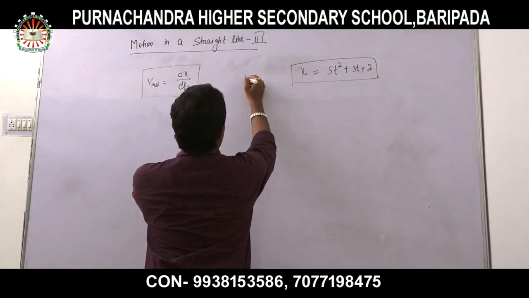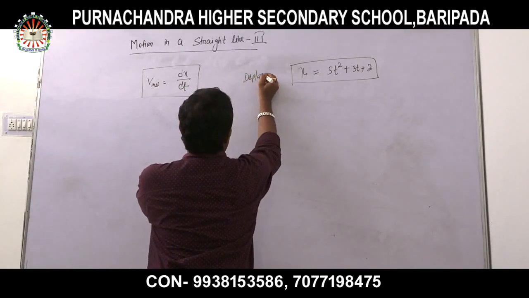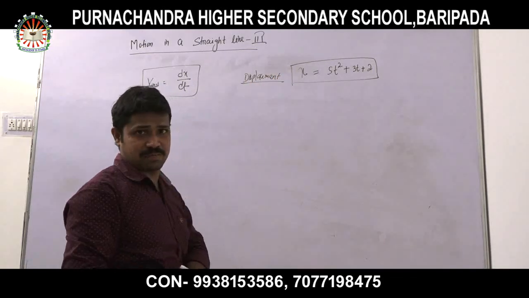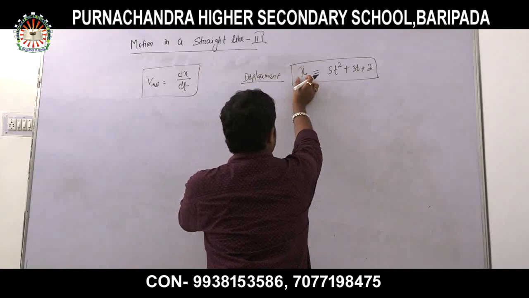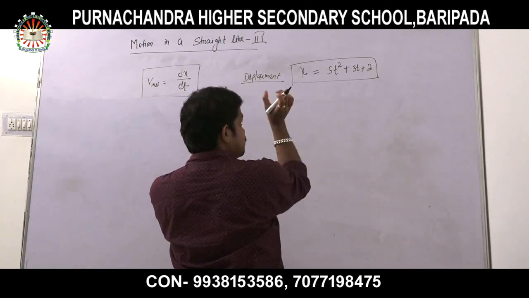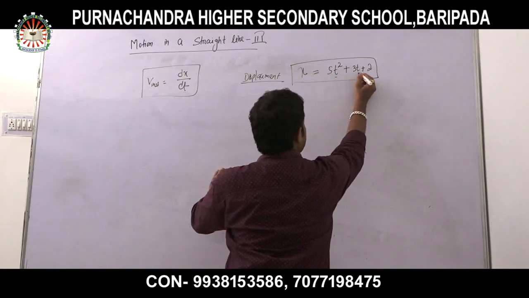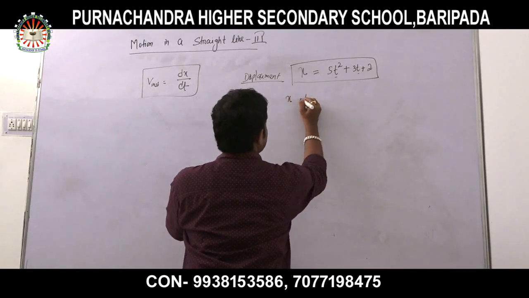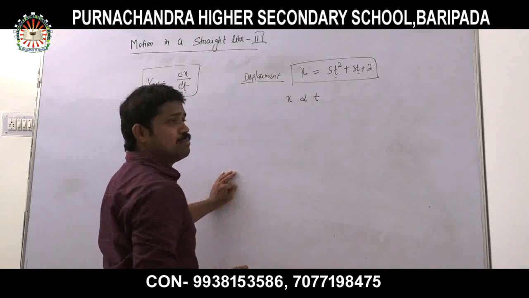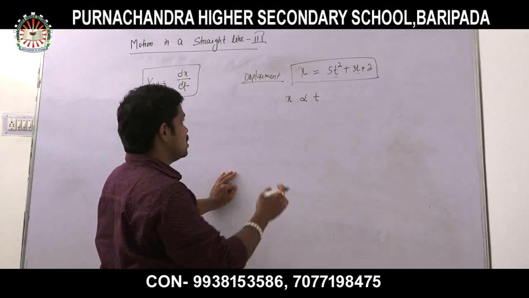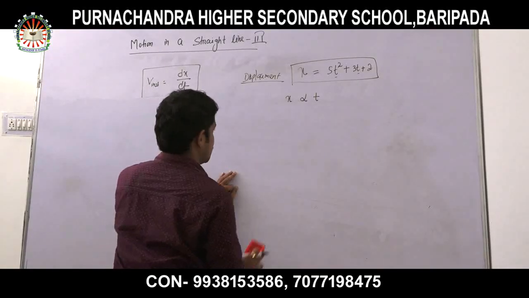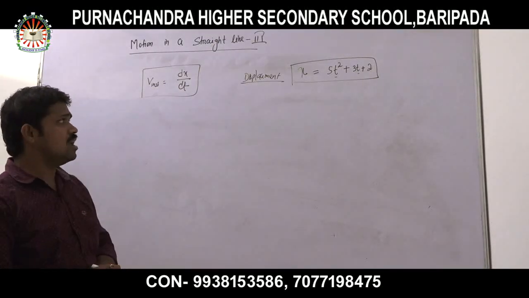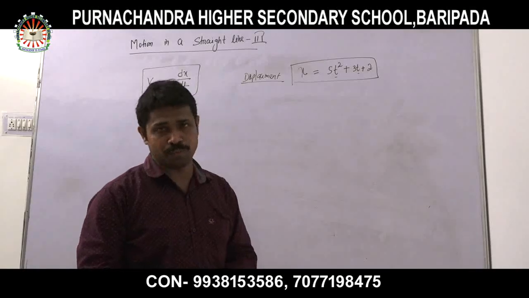Okay, so x is the displacement. And which type of displacement? The variable displacement, because the displacement here is not constant. The displacement x depends upon the time value. Clear all of you? So the displacement x is directly proportional to the time value. As the time changes, the displacement changes. Clear? So that's why the displacement x is represented as 5t square plus 3t plus 2.